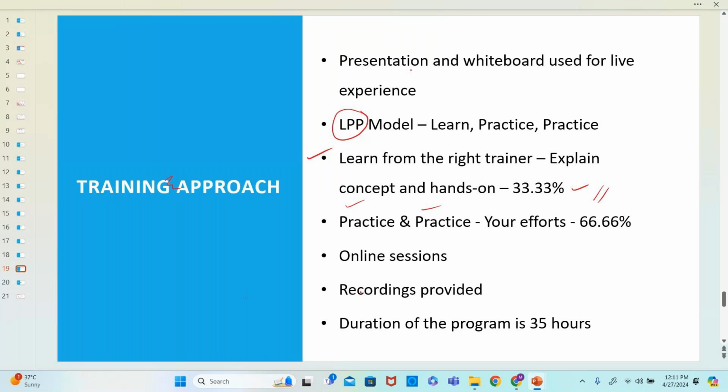We'll deliver the sessions online and recordings will be provided, and the duration of the program will be 35 to 45 hours. And one more thing, we will take you through interview questions and answers discussion. This will take around 8 to 10 hours.